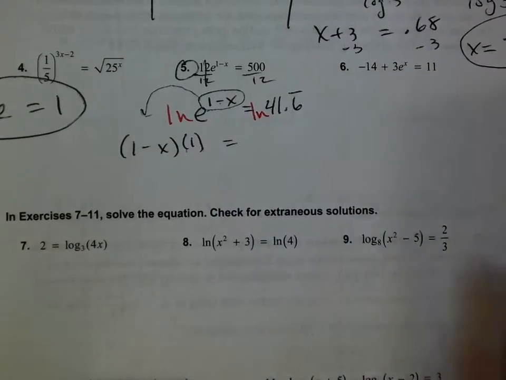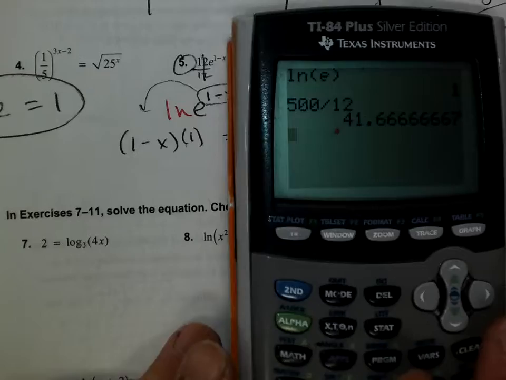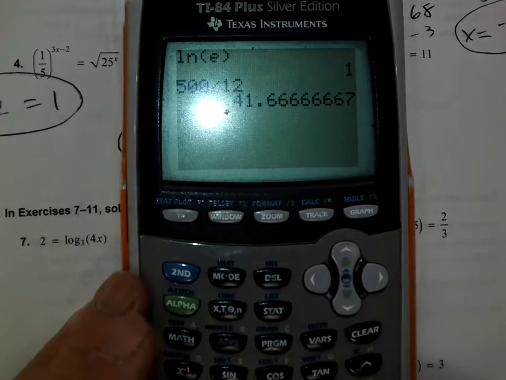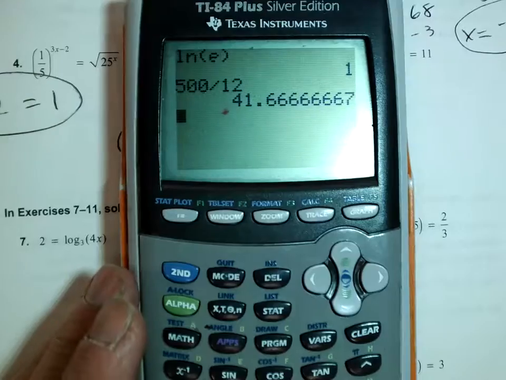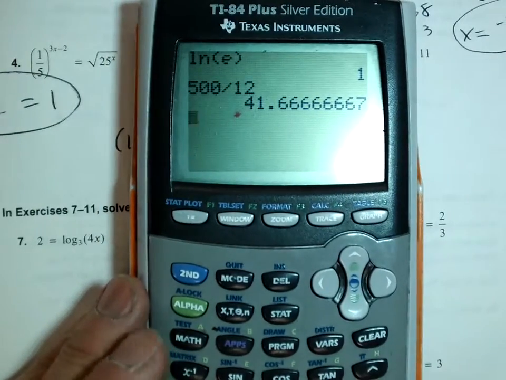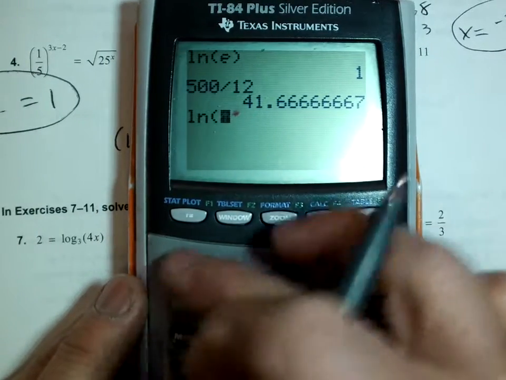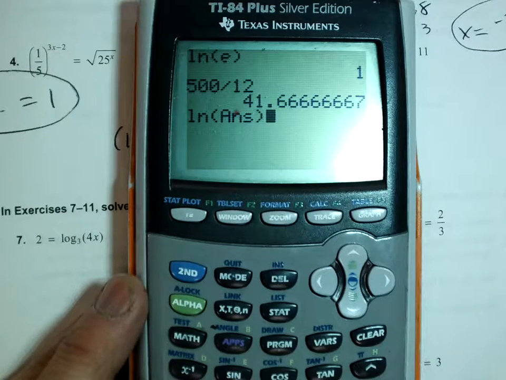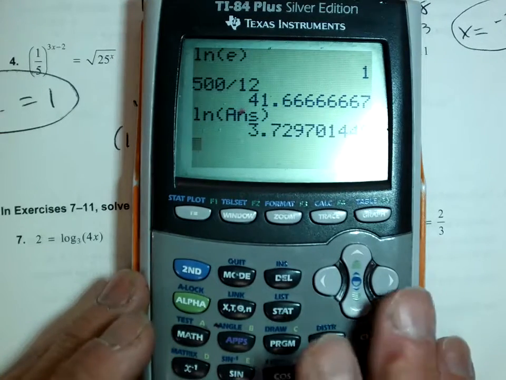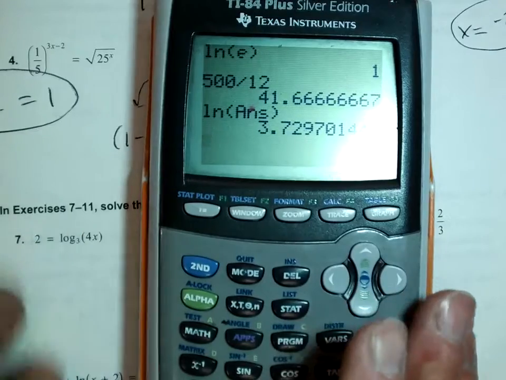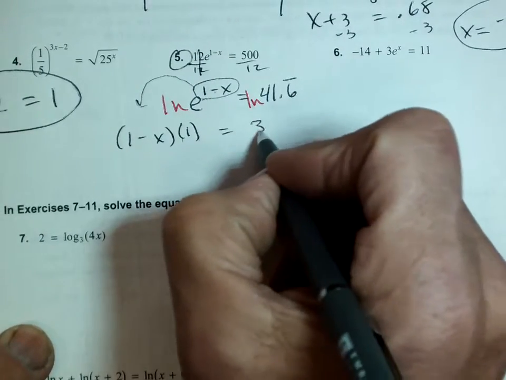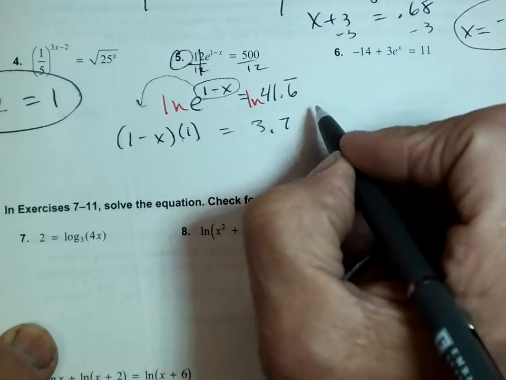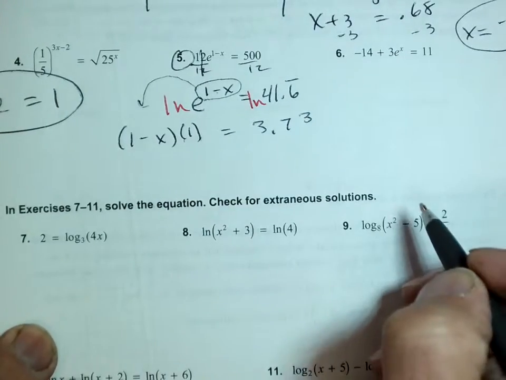So on a calculator, what is the natural log of 41.666? I get an answer of about 3.73. So I'm going to round, and this number is about 3.73. Okay, now to solve.